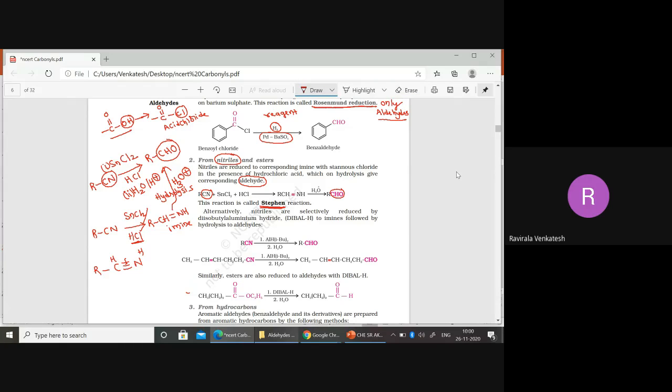Stephen reaction means the reagent we have taken, beta. This is the reagent for what? Stephen reaction. Right? Any doubts here? Up to here, if you have any doubts, you can ask me now.